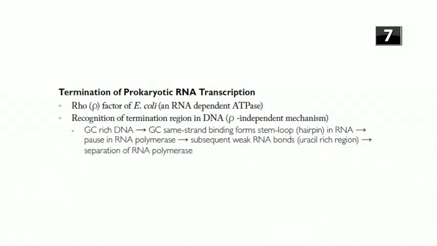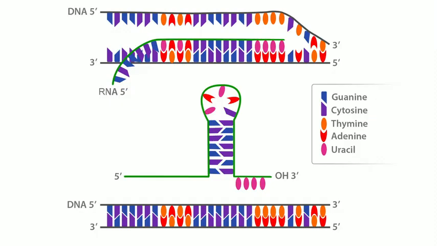The other mechanism is a Rho-independent mechanism. So this is where you have a region of DNA that's rich in guanine and cytosine, and that's followed by a region that's rich in uracil. Now remember, guanine binds to cytosine using 3 hydrogen bonds, right? So it's a relatively stronger bond.